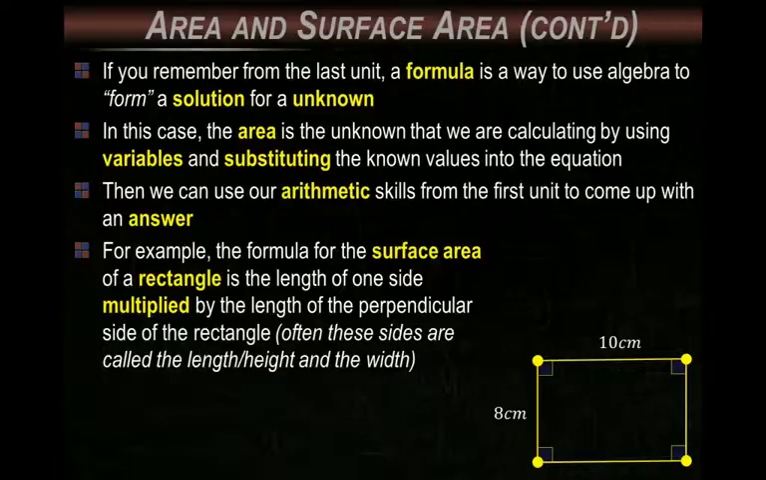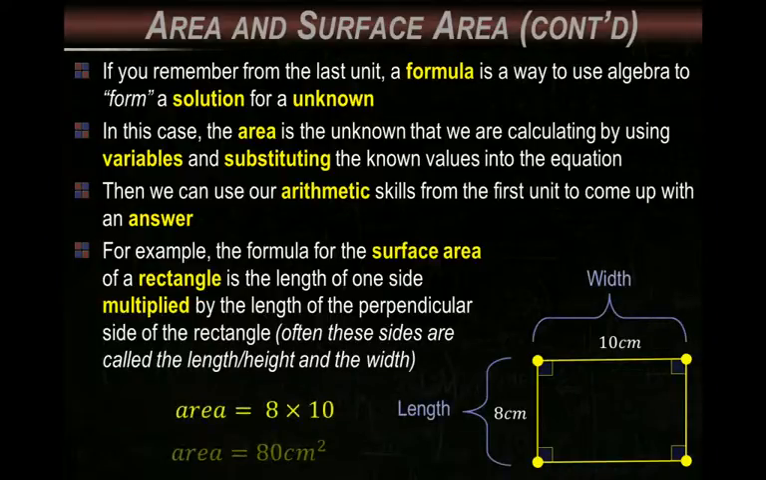Now you need to know what that word means, and that was in part 1. Perpendicular means an angle that is 90 degrees away from the other line. So here's the basic formula. We can use words like width and length and multiply 8 times 10 to get 80 centimeters. That's the area of that rectangle.